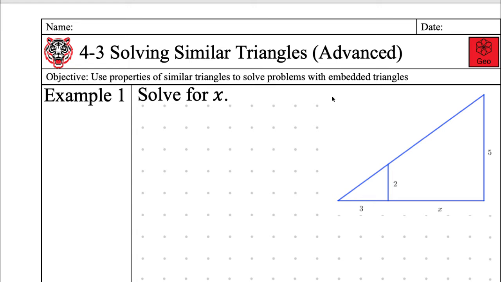All right, so we are in geometry. Today's date is Friday, January 10th, 2020. Please make sure that your name and date are on your paper.